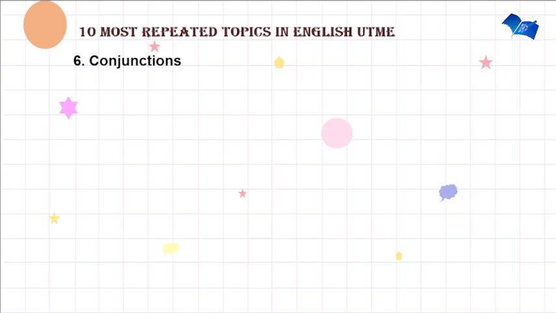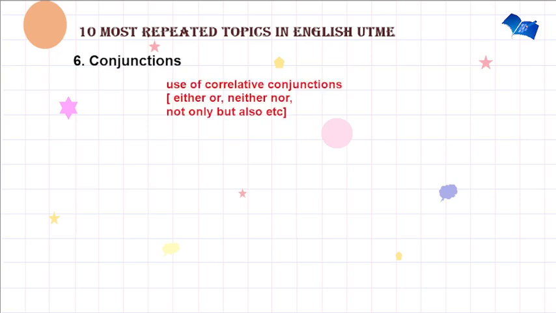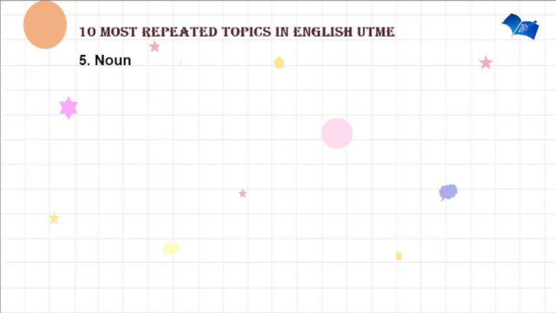Conjunction is the next on the list. Use of correlative conjunctions, that is, two pairs of conjunctions that go together in a sentence: either or, neither nor, not only but also, and others. When you note it, it will be very helpful to you in your English UTME. Noun. Under noun, knowledge of noun determiners is very important. Use of a range of, and the verb you can use with them in a sentence.